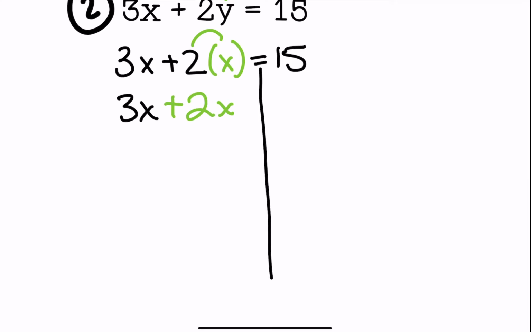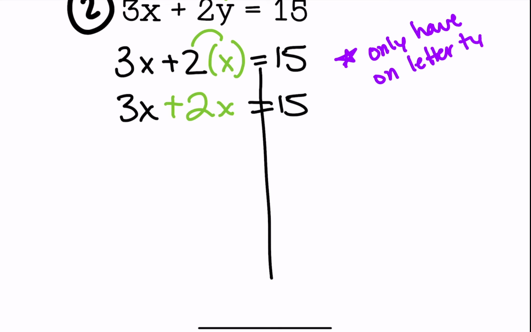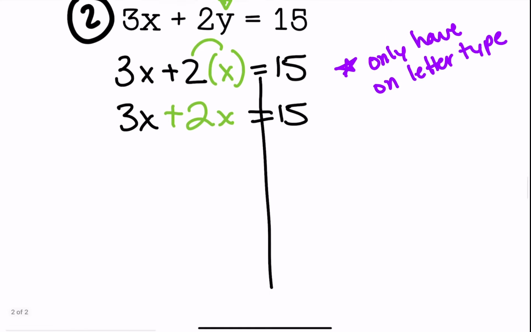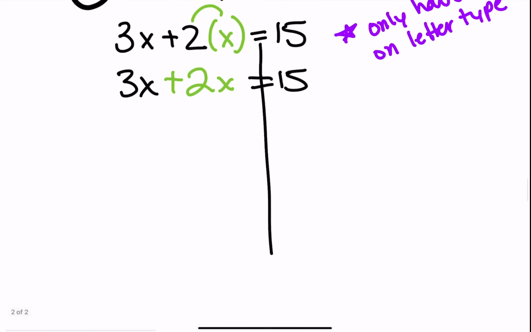Bring everything else down because nothing else changed. Hey, now I can solve. And one thing I want you to notice, I'm going to put a little star here. We only have one letter type now. See, we only have x's, whereas before it had x's and y's. But then we do our substitution thing, and now we have just x's here. That's good. We want that because now we can solve, because 3x and 2x combined make 5x equals 15.